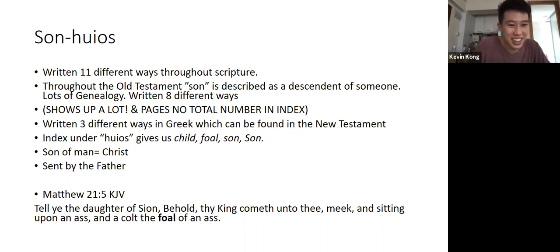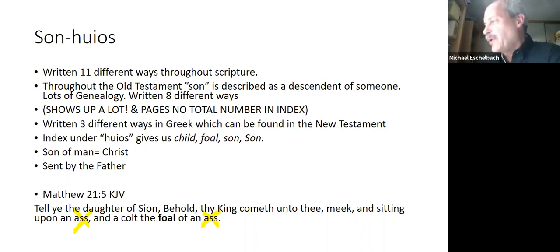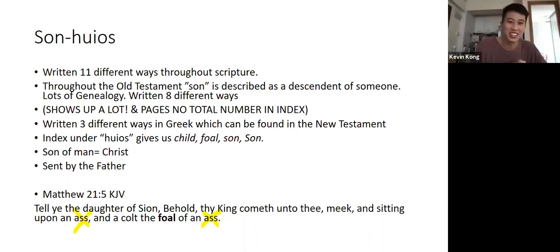Tell ye the daughter of Zion, behold, thy king cometh unto thee, meek and sitting upon an ass. Yeah, hey, he highlighted it. The colt of an ass. I'm crossing it out. It's profane. Sorry. Oh, was I supposed to skip that part? Apologies.